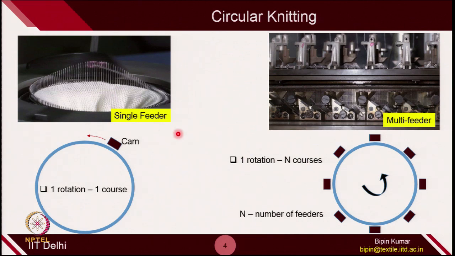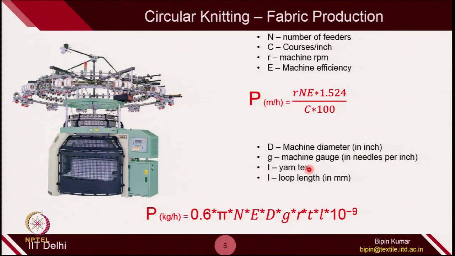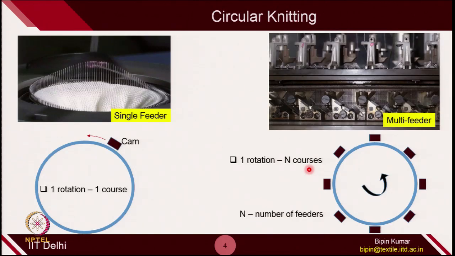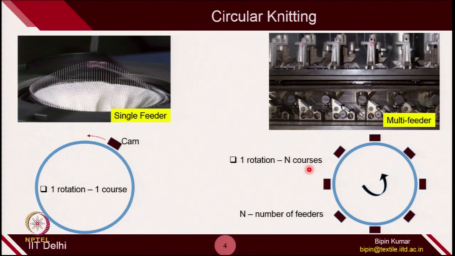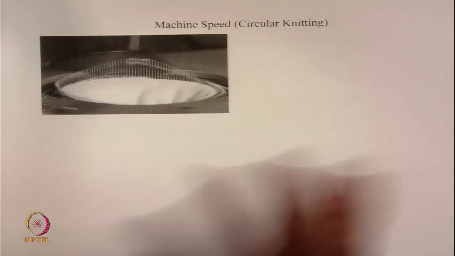So, this is how we will be looking at the two different technologies, and we will try to calculate the production in both cases. The key takeaway is, in one rotation here you can make just one course, but here you can make n courses. So, the production naturally will be much faster. Let us see what machine parameters are useful in deriving this production relationship. We will look at each of these machines separately. Let us focus first on the single feeder machine.